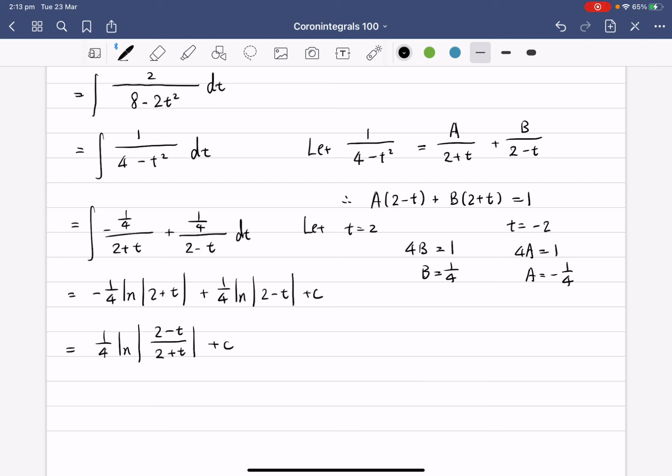Okay. Is that all? No. We still need to replace the t. We know that t is equal to tangent x on 2. For this one, it's pretty easy. All we have to do is direct substitution. So we substitute t equals this into t here and t there. That gives us 1/4 ln absolute value 2 minus tangent x on 2 over 2 plus tangent x on 2, absolute value, plus c. Whew, that's how you solve this question.